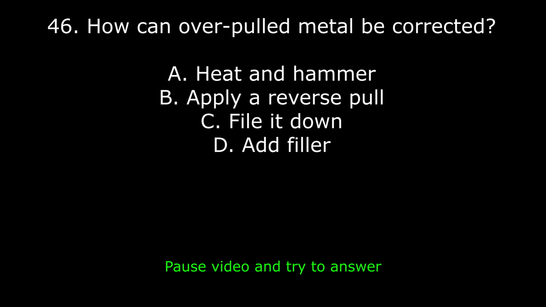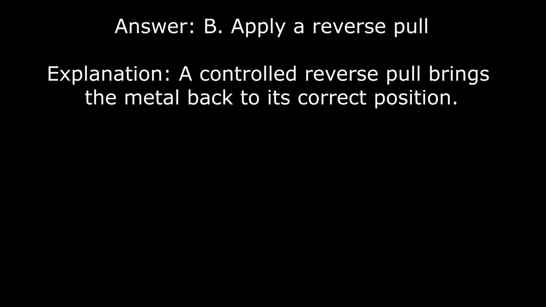46. How can over-pulled metal be corrected? A. Heat and hammer. B. Apply a reverse pull. C. File it down. Or D. Add filler. Answer: B. Apply a reverse pull. A controlled reverse pull brings the metal back to its correct position.